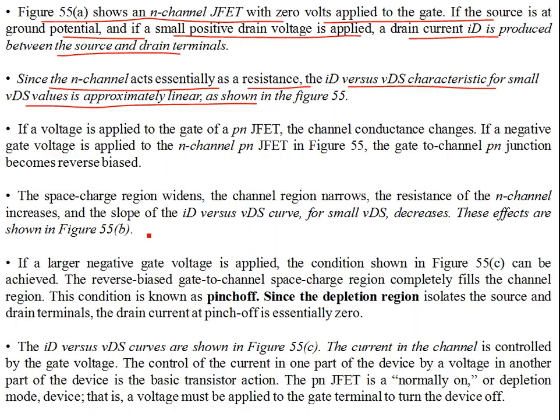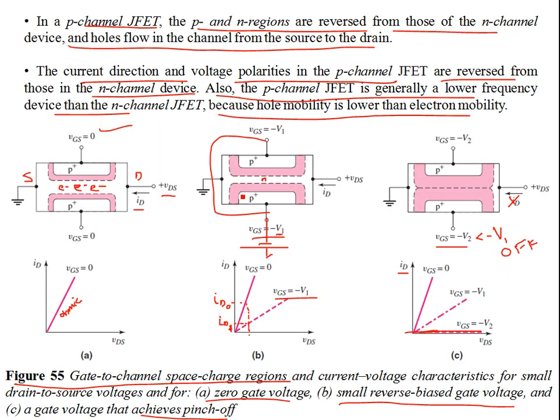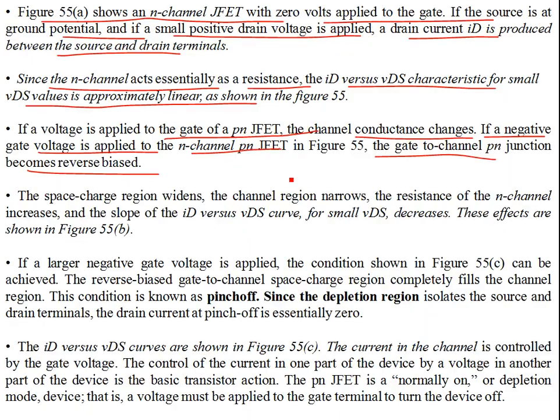But if a voltage is applied to the gate of a PN JFET, the channel conductance changes. For example, if a negative gate voltage is applied to an N-channel JFET, you reverse bias the PN junction, so the gate-to-channel PN junction becomes reverse biased. You can see here the reverse biasing has started, and the channel width is being reduced in part B. The space charge region widens, the channel region narrows, the resistance of the N-channel increases, and the slope of the ID-VDS curve for small VDS decreases.